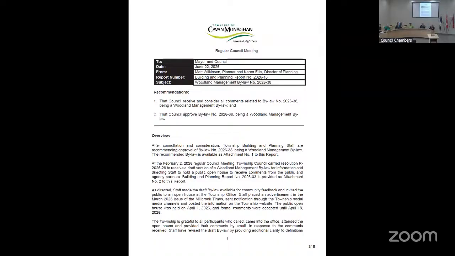Mr. Mayor, back to yourself. So right now, I would categorize people who are moving from an urban area to this area. One of the first phone calls we get is, do you have a tree cutting bylaw in the municipality? This is sort of normal practice in more built up areas, so they come here expecting to see it.